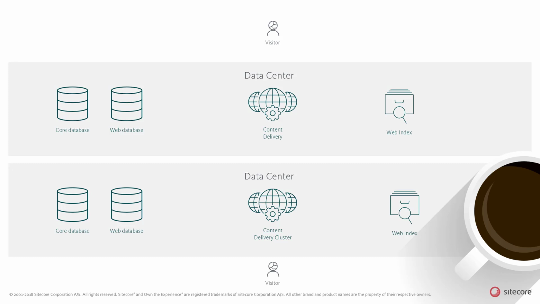In this scenario, it's recommended to have a web and a core database in each data center in order to reduce latency between the content delivery role and the database. Please refer to the scaling documentation for more information on how to scale out the content delivery roles.